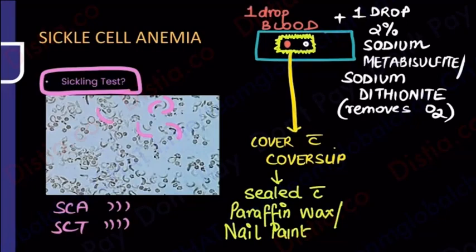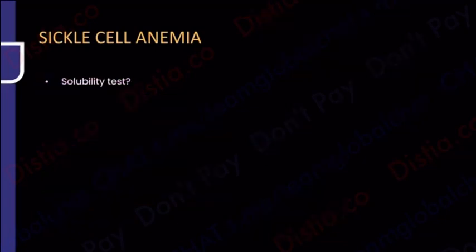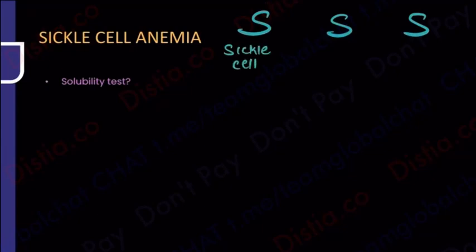Very primitive test. Similarly, there's another very primitive test that is known as the solubility test, because now I'm going to add one more S in your story. When you are talking about sickled cells, you realize that not only are they extremely sticky, but they are also going to be less soluble. Their solubility is low. That is how you can learn it. Their solubility is also going to be decreased.